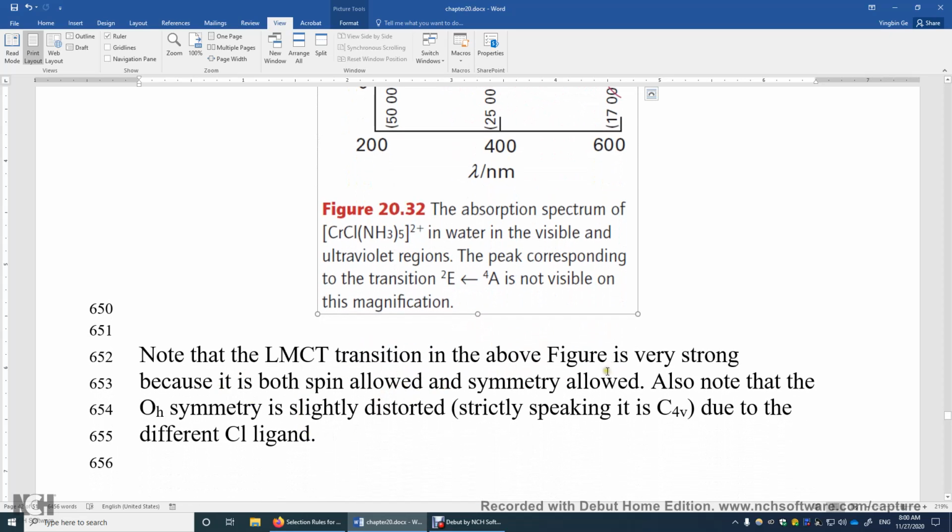So again, I wrote one of the reasons here. It's not really an Oh point group. It's C4v point group.